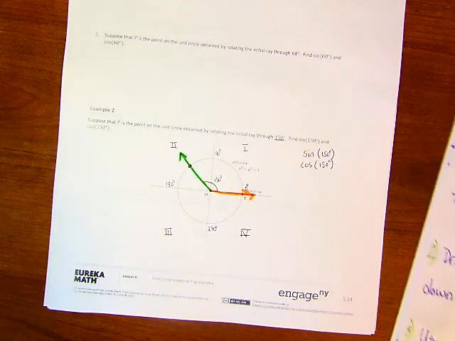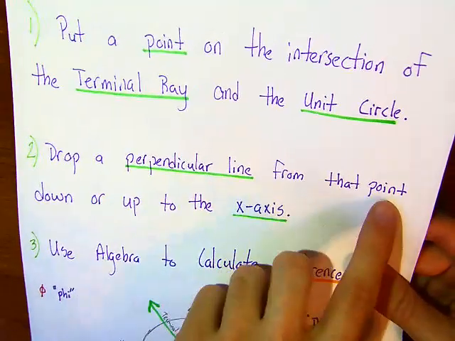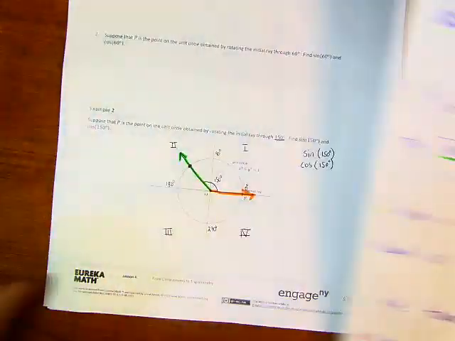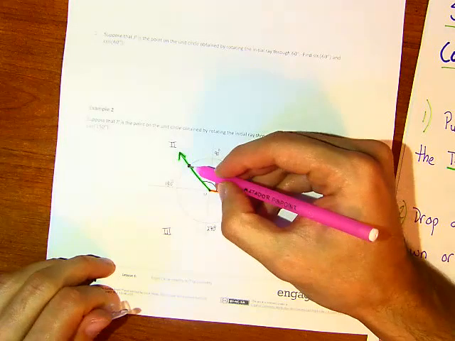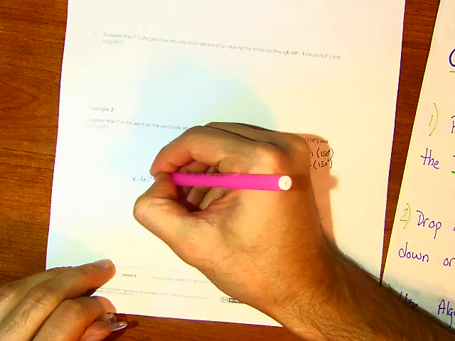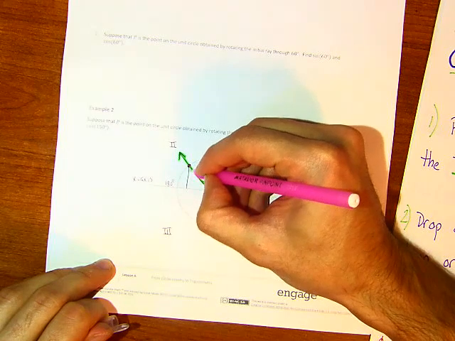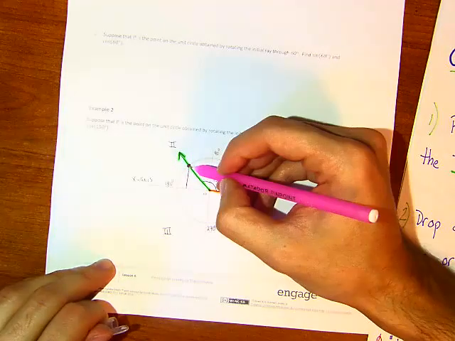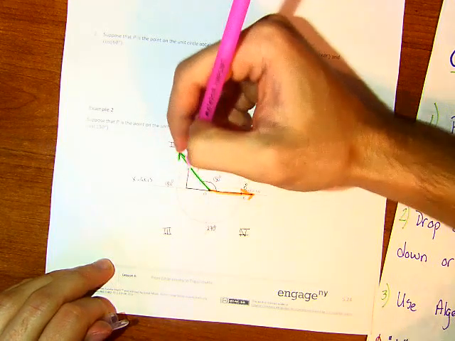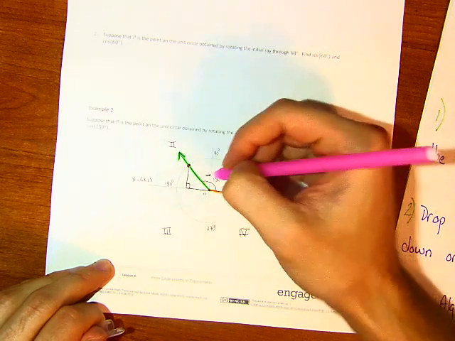Step 2 says drop a perpendicular line from that point down or up to the x-axis. So basically, you will draw a line that will hit this x-axis. Remember, the x-axis is over here. So here, we're not going to go up, we're going to go down. And now we get to use this. Notice, what did we create? We created a triangle, but a very special triangle, because we know that this angle is 90 degrees.